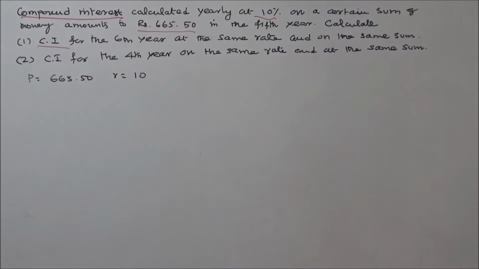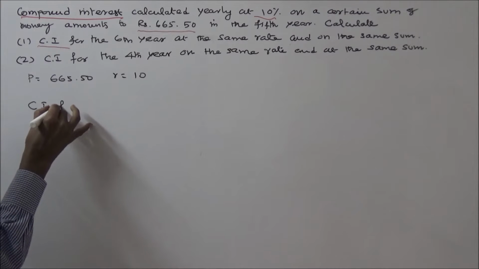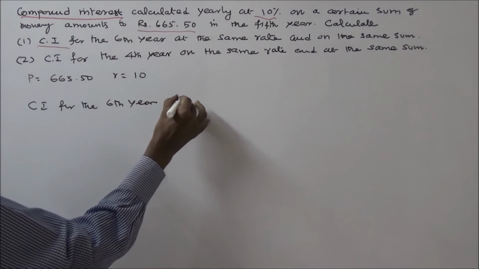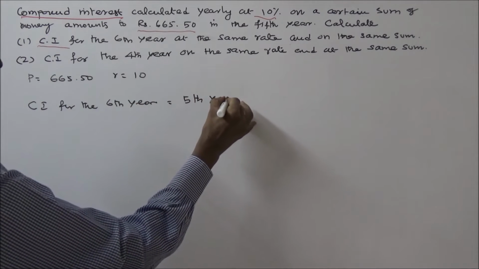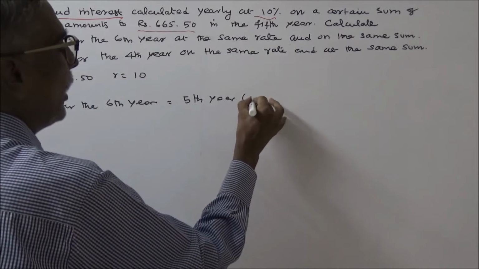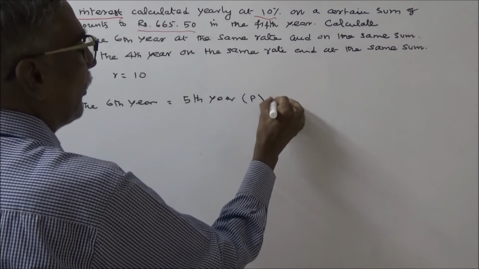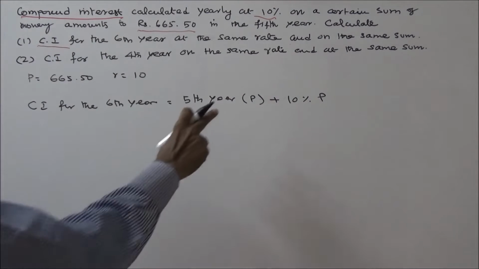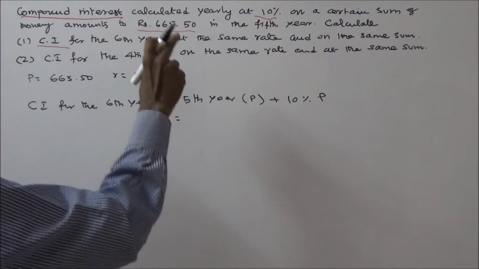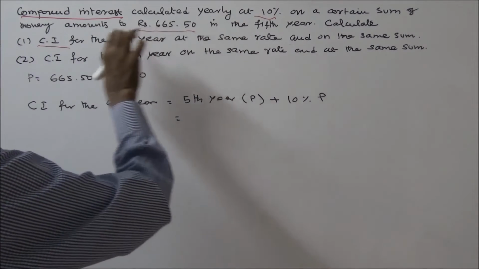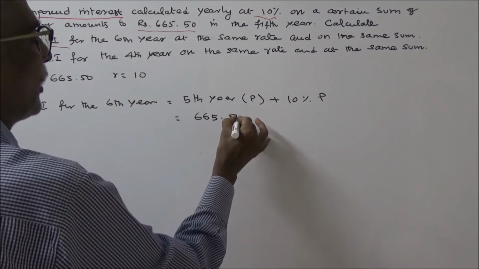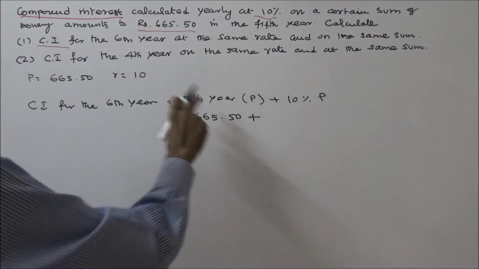This is the same amount. Now calculate for the 6th year. The compound interest for the 6th year is the 5th year principal amount plus 10% of its principal. Here P is the principal. What is the 5th year amount? The 5th year amount is the given 665.50, plus 10% of this principal.